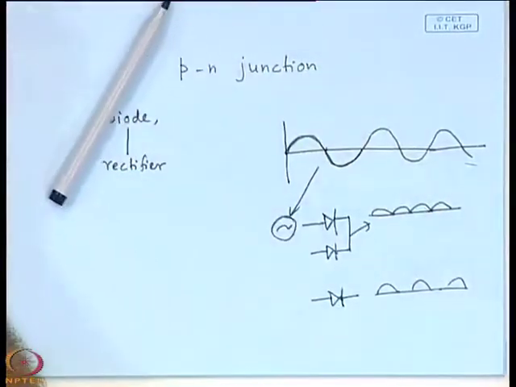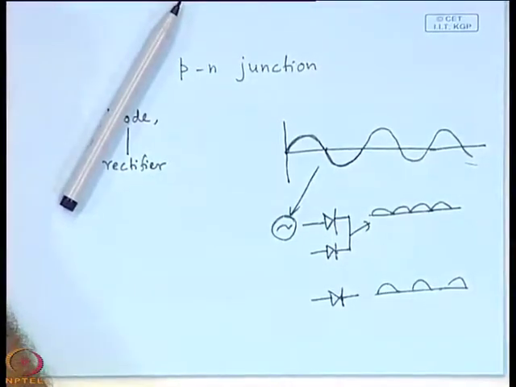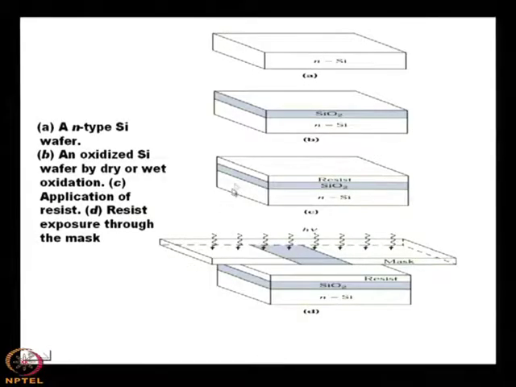Okay. So now if you consider a p-n junction diode, the question is how this diode is formed, because now we are in a position to fabricate a p-n junction diode from the knowledge which we have gained in the last lectures. Let us take a silicon which is n type. This is an n type silicon.